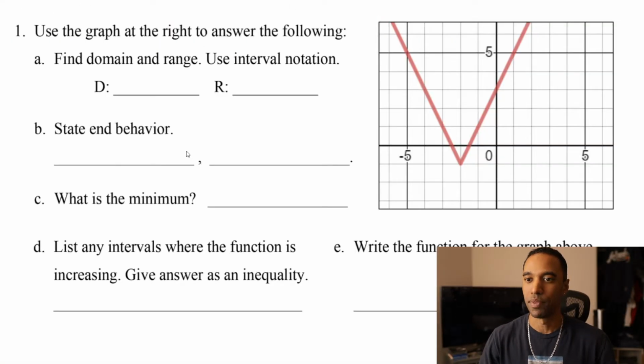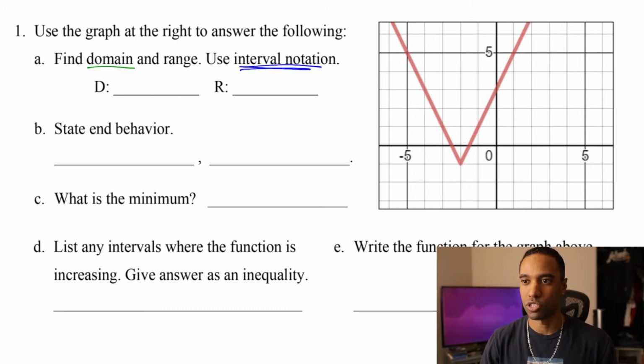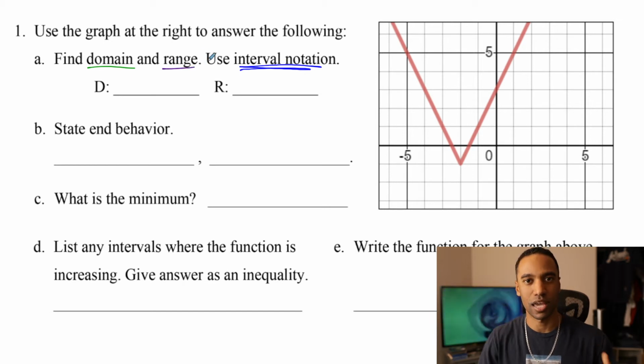Let's get started. All right, so with number one here, we have this graph, this absolute value function, and we are going to answer the following parts A through E. I'll make sure to move my noggin out of the way when we get to part E. But part A, for this V-shaped graph, we are going to find the domain and range and use what's called interval notation here. Domain and range have to do with where our X and Y values are occurring on this graph in total.